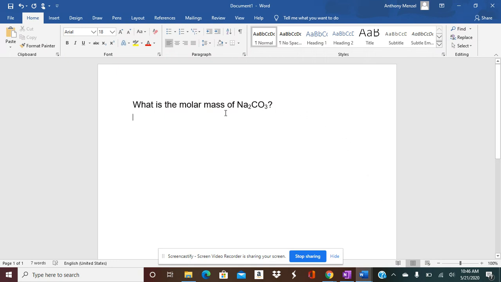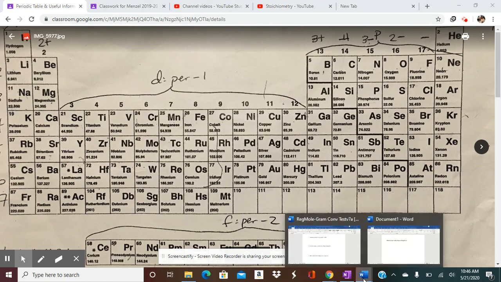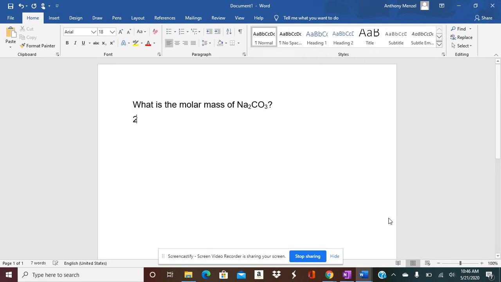So here we're going to learn how to calculate the molar mass of sodium carbonate, Na2CO3. First, we have to find the molar mass of sodium from the periodic table. We see here it's 22.990. So we can go ahead and write down 22.990.